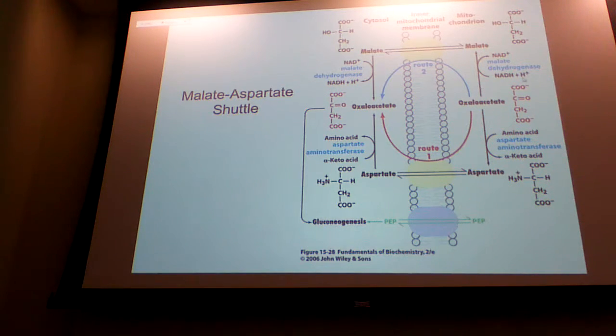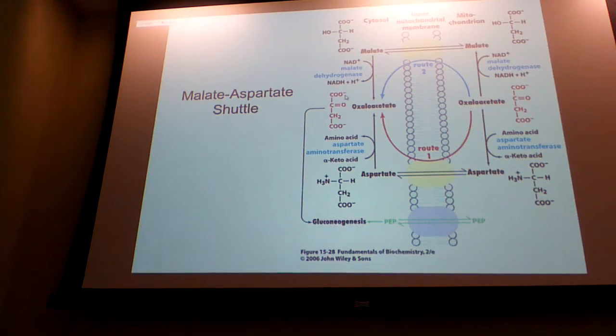Oxaloacetate, the NAD gets oxidized, which means the oxaloacetate gets reduced. So this is a reduced form in that process, and then the reverse reaction to turn it back into oxaloacetate takes the NAD and reuses it again. That's great for taking oxaloacetate out of the mitochondrial matrix and putting it over here.